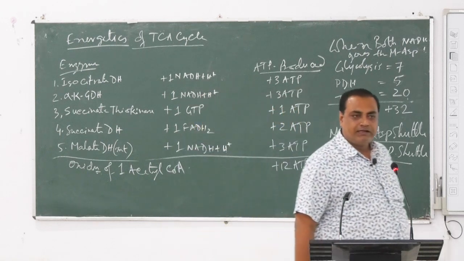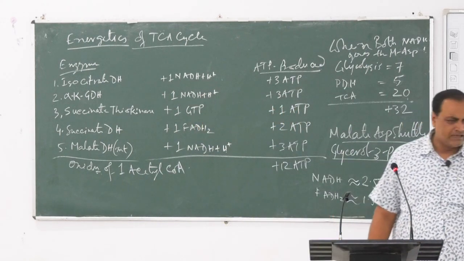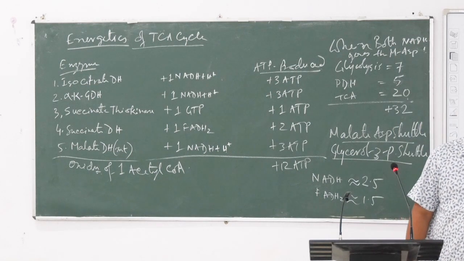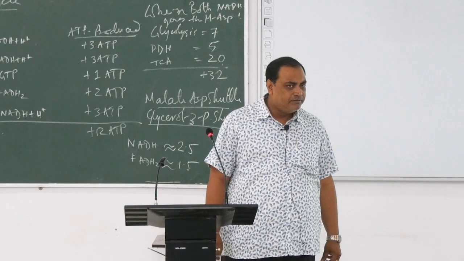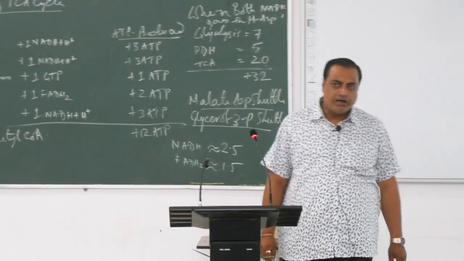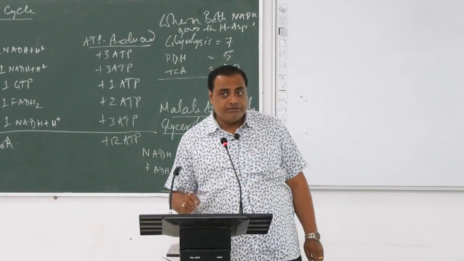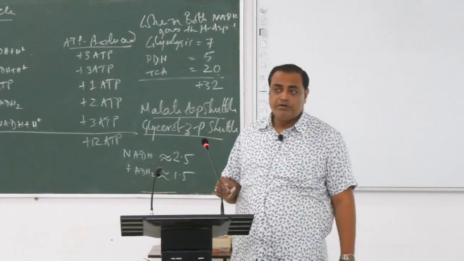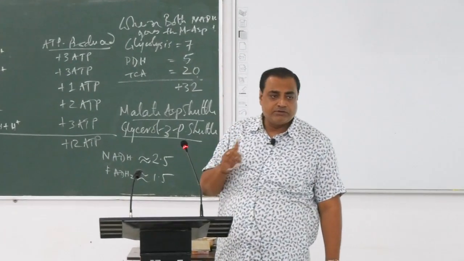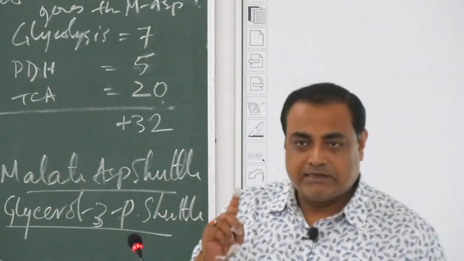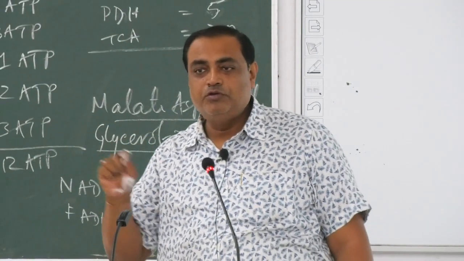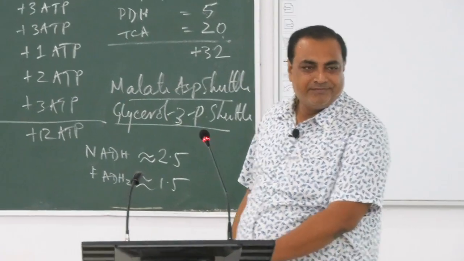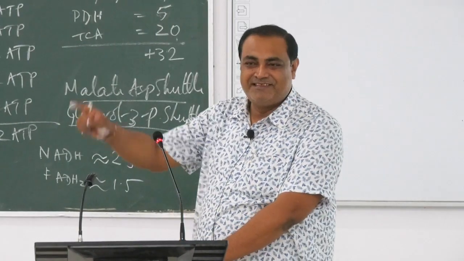Now it is 32. Can it go further low? Yes. But for the time being, we will stick to this because sometimes once they ask this question, that complete oxidation of glucose produces 32 moles of ATP. Explain.